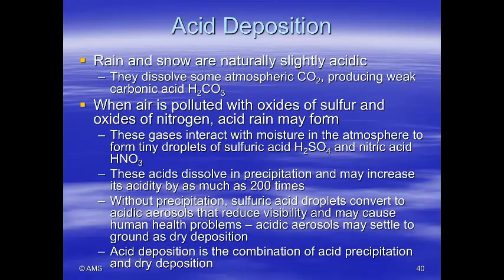When we don't have any precipitation, what happens is sulfuric acid droplets can convert to acidic aerosols, and they can reduce visibility and may cause human health problems.